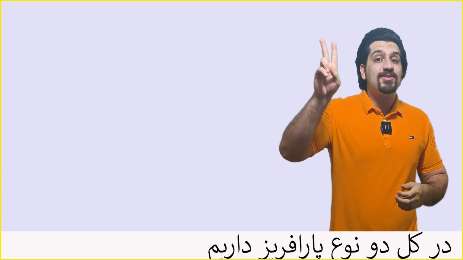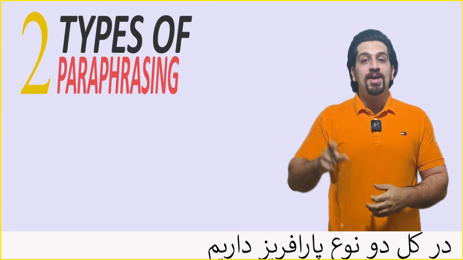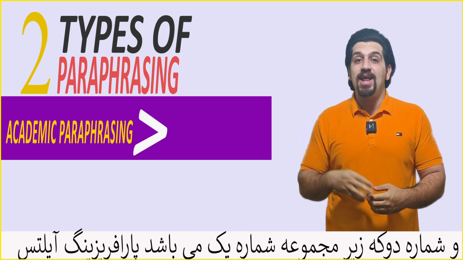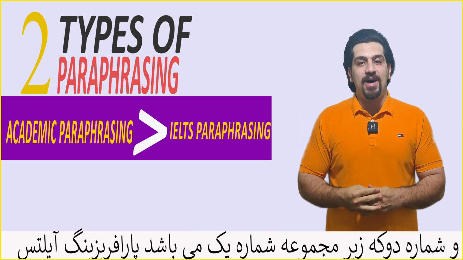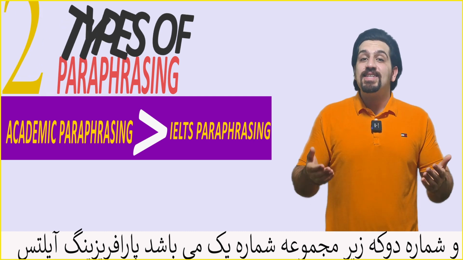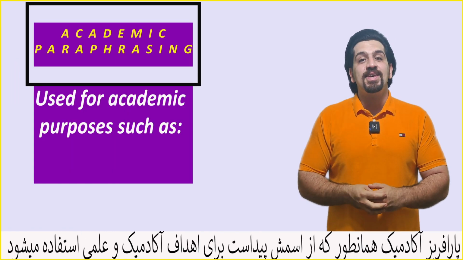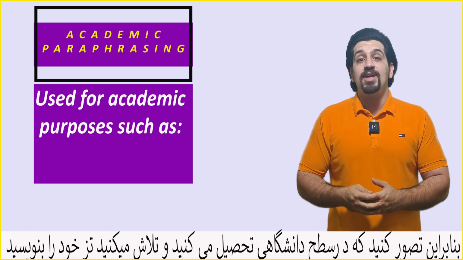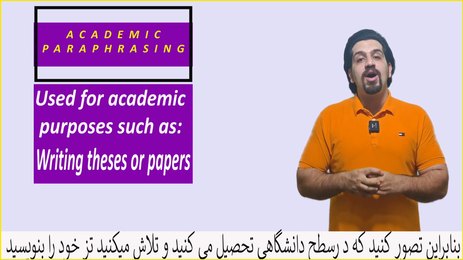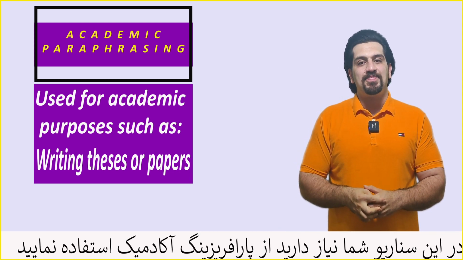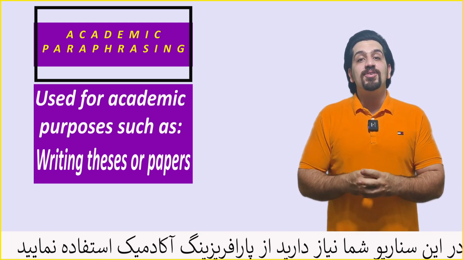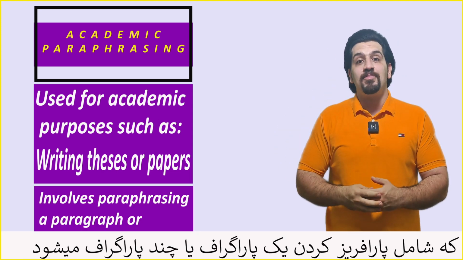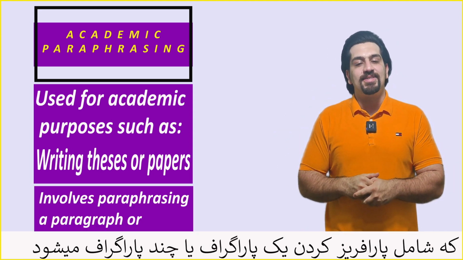In general, we have 2 types of paraphrasing. Number 1, academic paraphrasing, and number 2, which is a subcategory of number 1, IELTS paraphrasing. Academic paraphrasing, as the name suggests, is used for academic purposes. So imagine you're studying at the university level and you're trying to write your thesis. In this scenario, you need to use academic paraphrasing, which involves paraphrasing a paragraph or maybe several paragraphs.